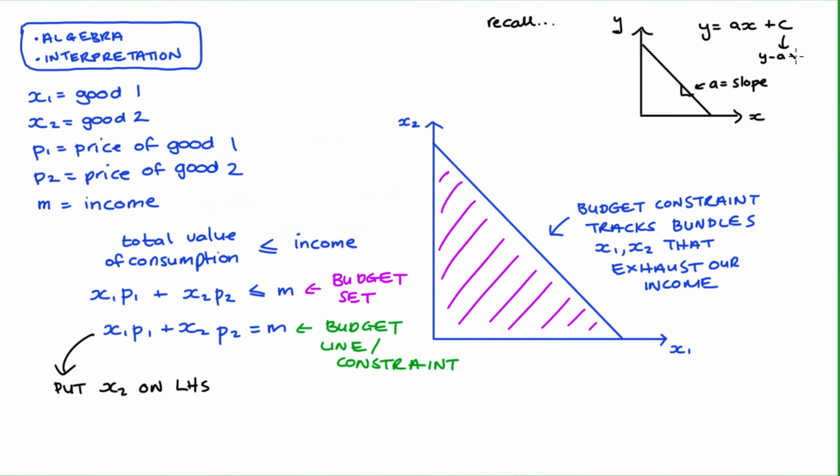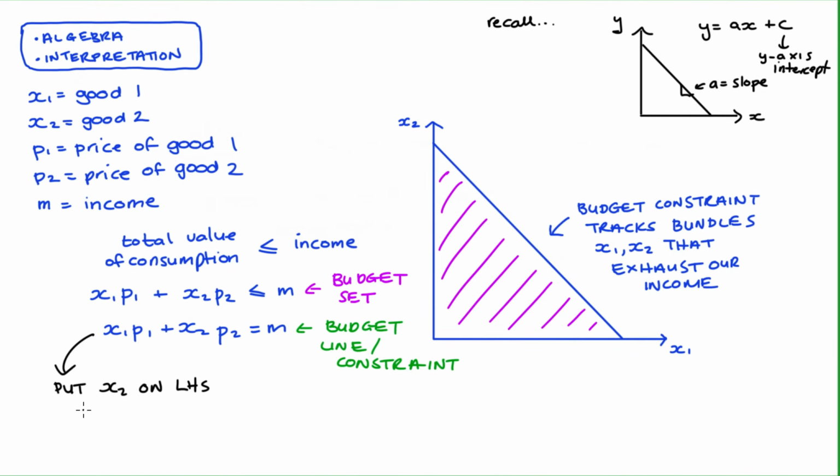So sometimes c is b, and sometimes a is m. I've already used m for income, so I replaced it with a, so I hope all of this isn't confusing for you. The point is that when we have y isolated on the left-hand side, the coefficient on x is the slope, and the constant is the vertical axis intercept. Now, the analog of this form, in the case of the budget constraint, is to put x2 on the left-hand side, because x2 is the vertical axis variable, just like y.